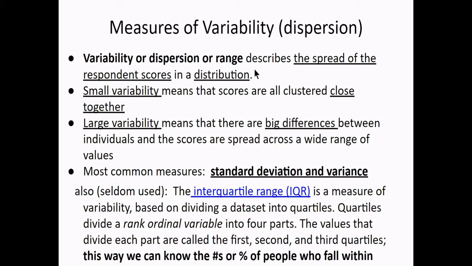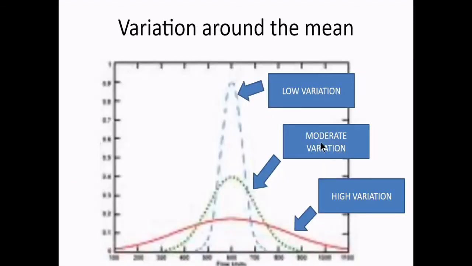This way we know the numbers or percent of people who fall within each quartile. But usually when we're trying to describe an ordinal or a nominal variable, we don't really worry about range too much. We just talk about mode and frequencies, as we'll see.